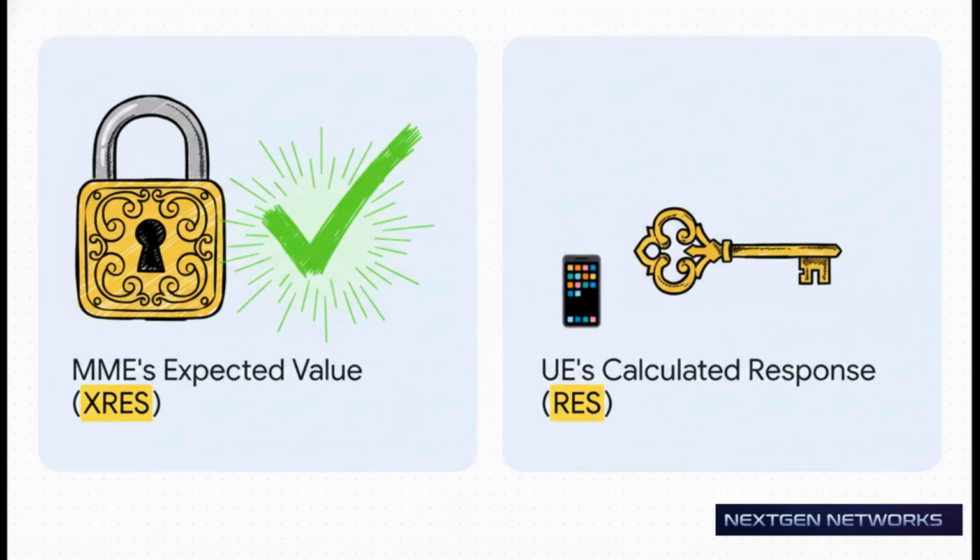And here it is, the moment of truth. The MME already knew what the right answer was supposed to be. It got it from the HSS. So it just compares the response your phone sent back with the value it was expecting. And if they match, bingo, authentication is a success. You are in. You've passed the security check.